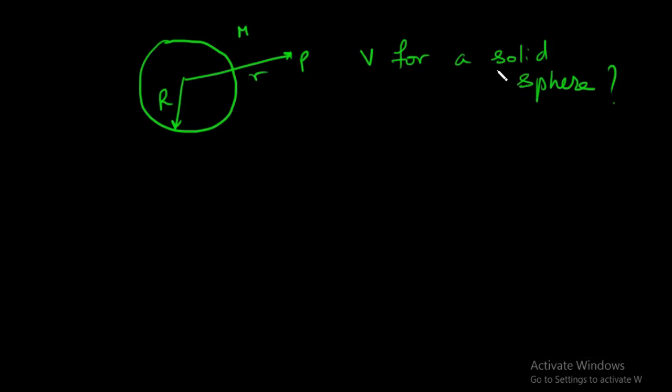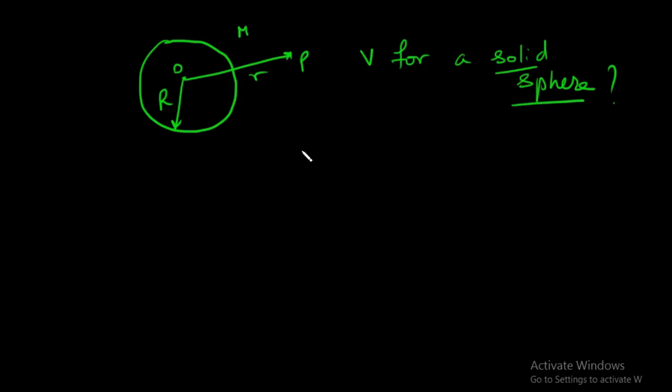I have to calculate potential for a solid sphere. Earlier I had calculated for a hollow sphere. So this is a solid sphere of mass m. This means that inside the sphere there is mass. It is not hollow. I have to calculate the potential at the point P at a distance R from the center of the sphere. So how do I do it?